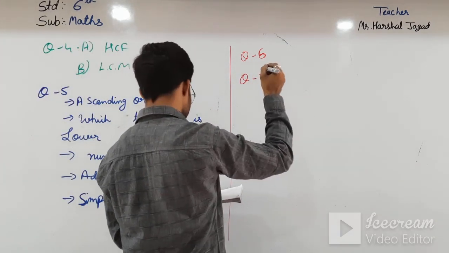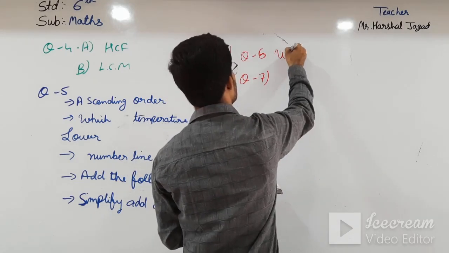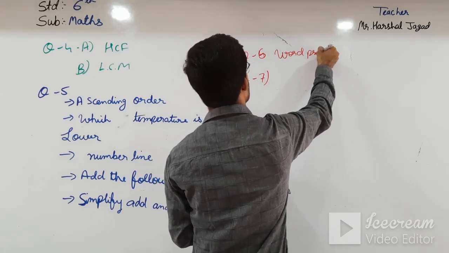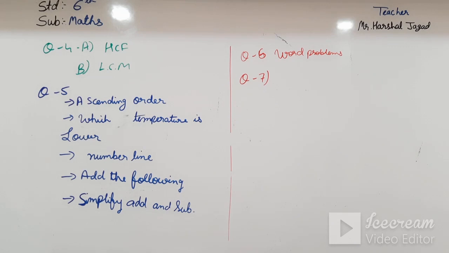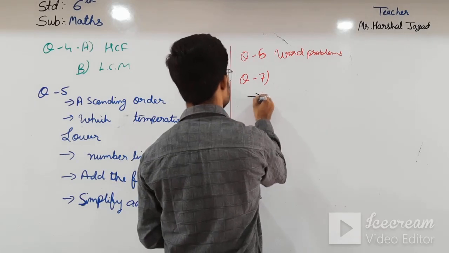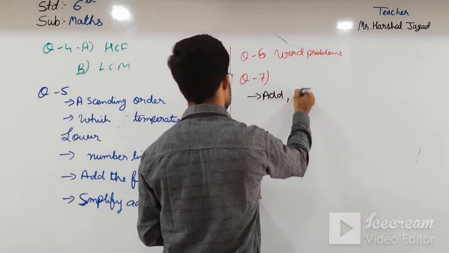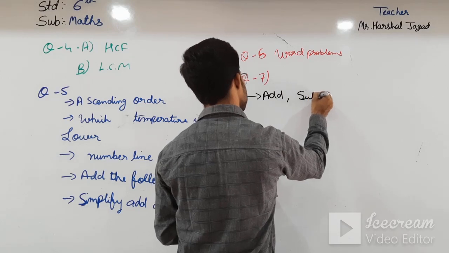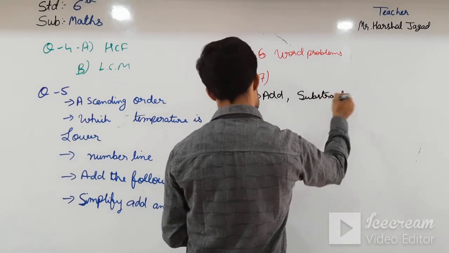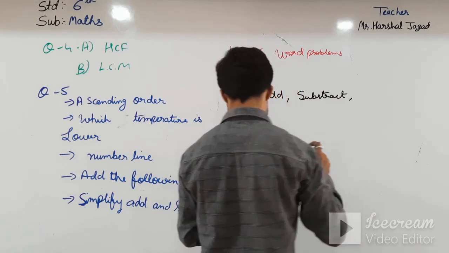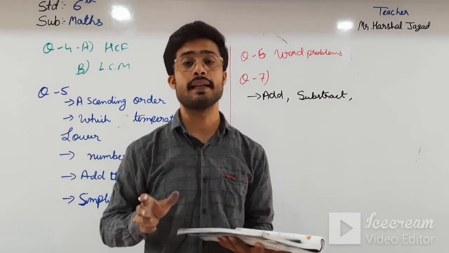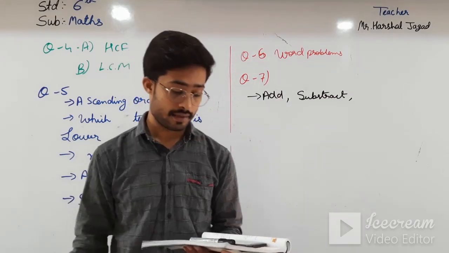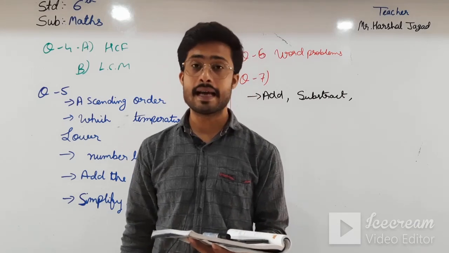In question number 6, I have told you. Question number 7, word problems over here. So in question number 7, add, subtract, and that is only there. Addition and subtraction is there. In that, you have to just change some of the signs and you have to add and subtract it. Okay, and then comes, do as directed.